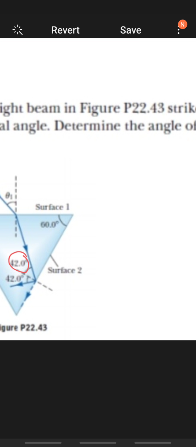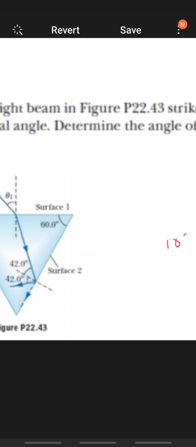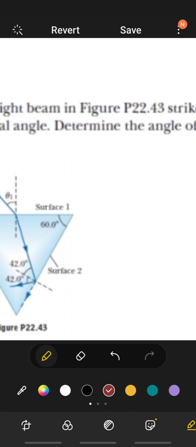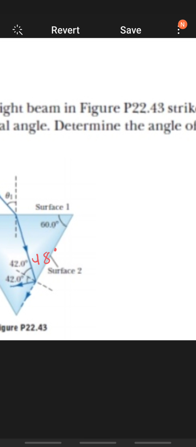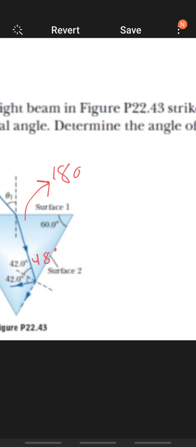Since it's given that this angle is 42, we can solve this angle by doing 90 minus 42, and we get that that angle comes out to 48 degrees. So let me put that down, 48 degrees. We know that this angle right here is 60, so we can solve for this angle: 180 minus 60 minus 48. That comes out to be 72.